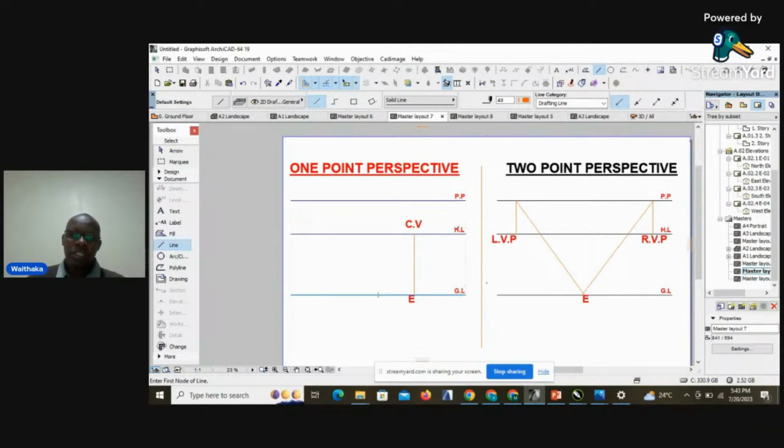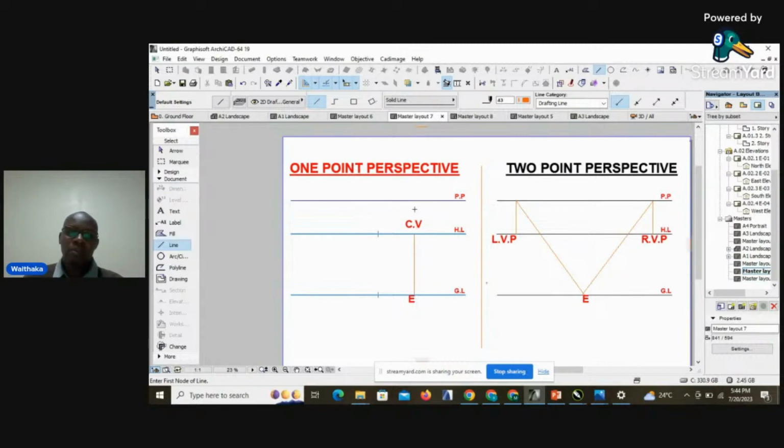And the distances between the ground level, horizon level, and the picture plane will always be given. You'll always be told where they are positioning, and then you'll always be given the eye or the center of vision with respect to the object. You'll be told where the object is positioned with respect to the observer. That is point E. E will stand for the eye or for the observer. Then we have CV stands for the center of vision.